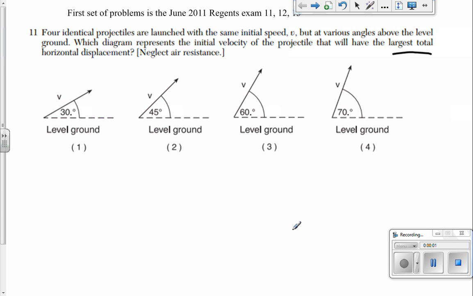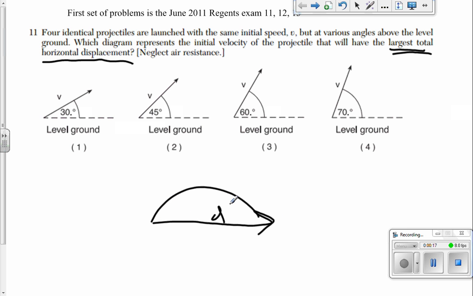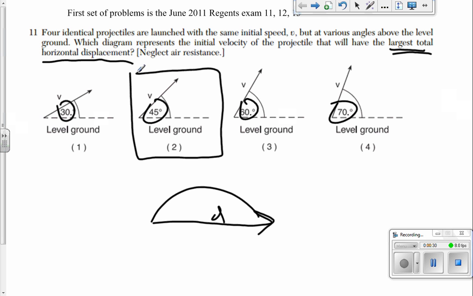This first problem that we have, number 11, is asking to find the range of a projectile. You know it's asking for the range when it says largest total horizontal displacement. That's asking about the distance this way, along the ground. And if you remember, we did a whole page of different launch angles. When you have 30, 45, 60, 70, your largest range is going to be at a launch angle of 45. Right? Lower than 45 is going to be less range, and higher than 45 is also going to be less range. So that one is number 2.